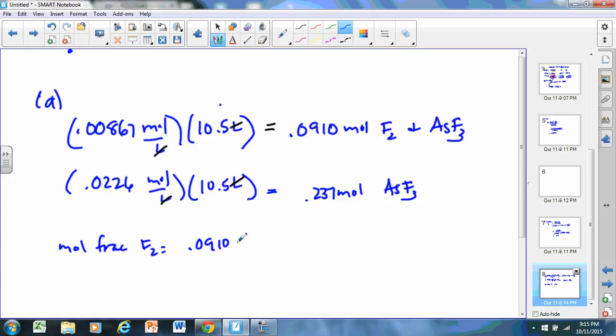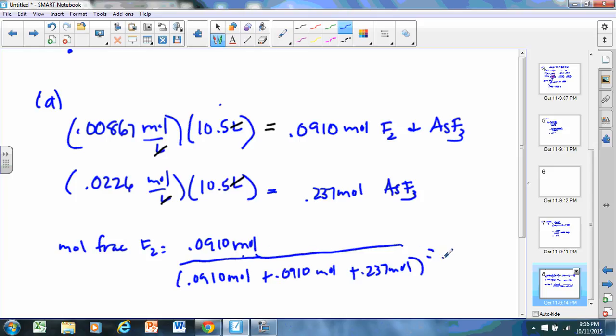Now if you do the mole fraction of fluorine, you end up with 0.0910 moles over 0.0910 moles plus 0.0910 moles plus 0.237 moles. Notice that everything's going to cancel. If you do that, you also get 0.217, because you have a 10.5 in the bottom up here and all down here. So if they're all in the same container, the molarity and the number of moles are proportional, and you get the same answer either way. So I would do it the easier way. Okay, that's it.